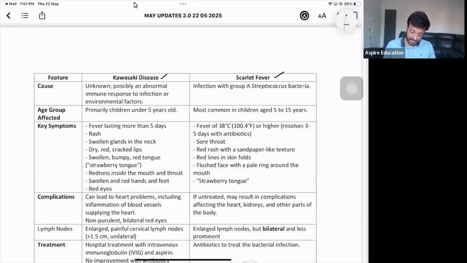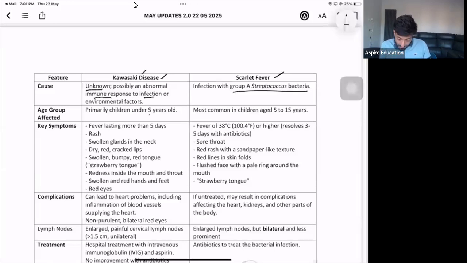Kawasaki and scarlet fever both have a strawberry tongue, so it may be a bit difficult to get the diagnosis. In the exam, they're giving us Kawasaki only. They have never given scarlet fever till now in our exam, right? So Kawasaki is of unknown cause, possibly an abnormal immune reaction to an infection. Scarlet fever is caused by a bacterial infection, as simple as that, right?